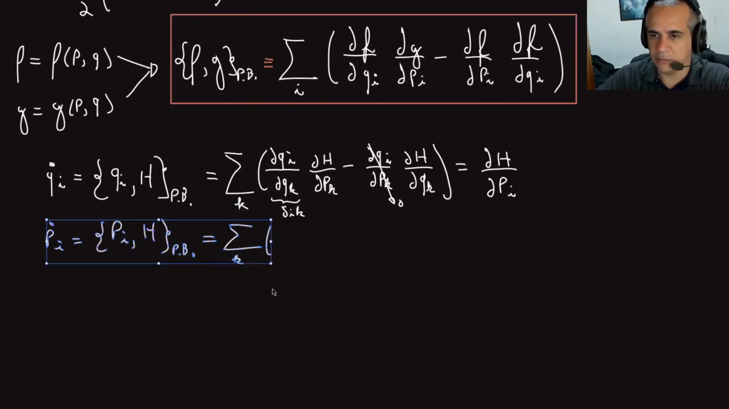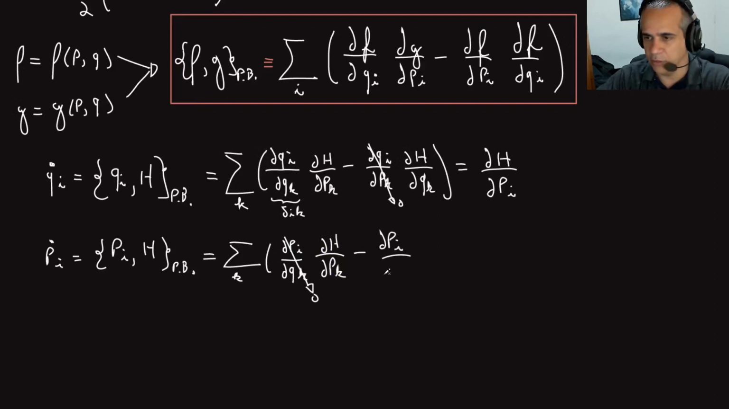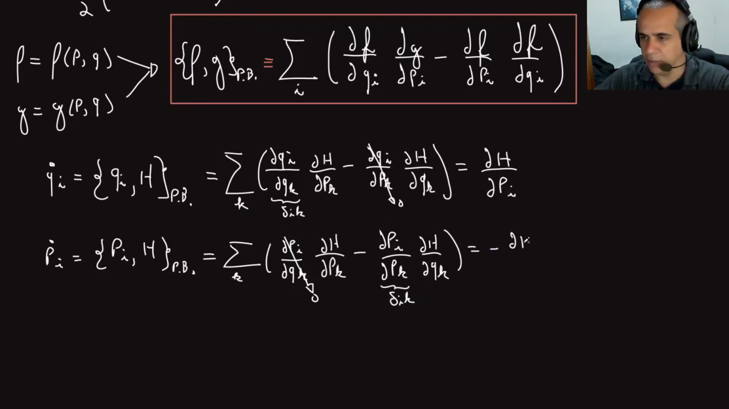Get some more space here. In this case, the first term is 0 because del p_i, del q_k is just 0. Del h, del p_k. And now the second term is actually del p_i, del p_k, del h, del q_k, which is now different from 0. This is just a Kronecker delta, ik. I can use the sum to write this as minus del h, del q_i, which is, again, the Hamilton equation for p_i. So everything is set by these Poisson brackets. And that's basically the setup I need to do the canonical quantization.